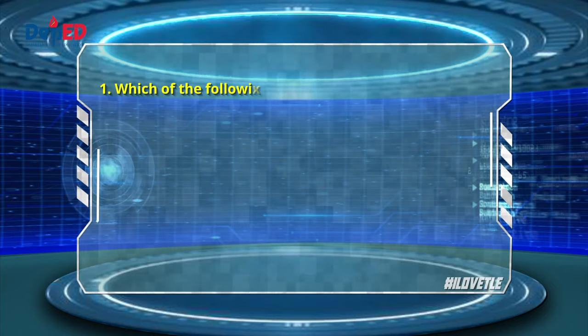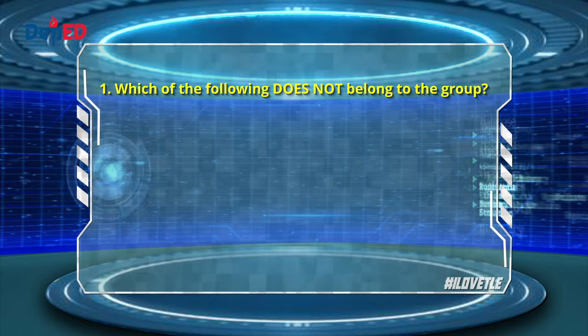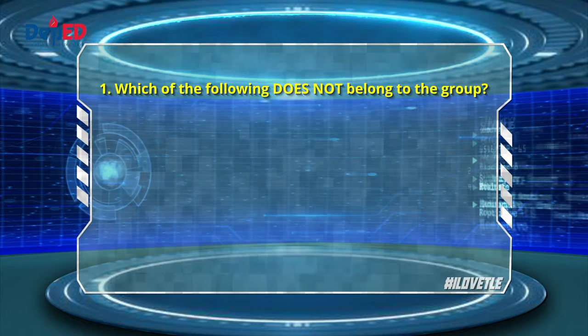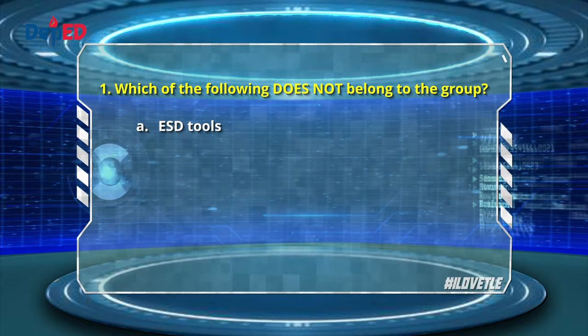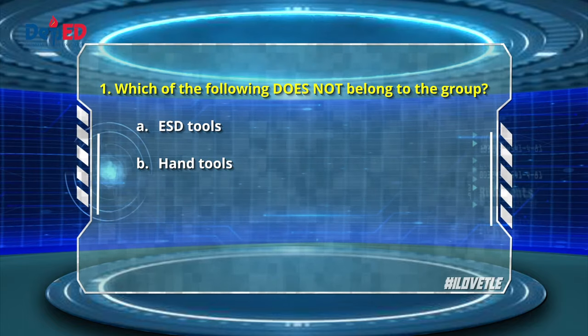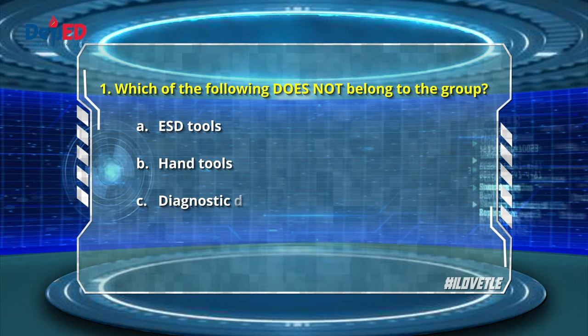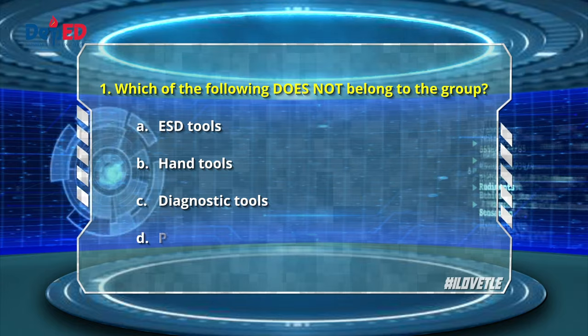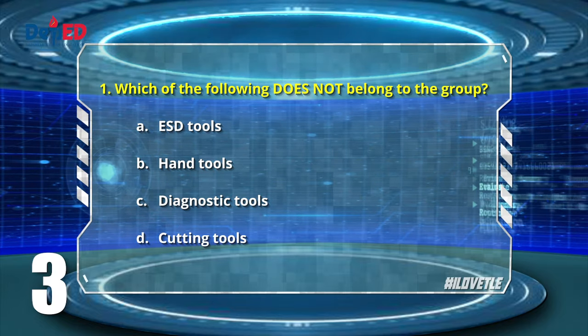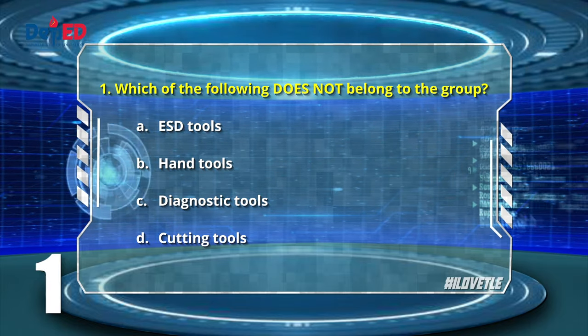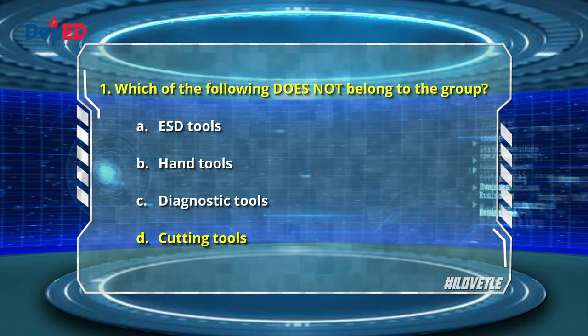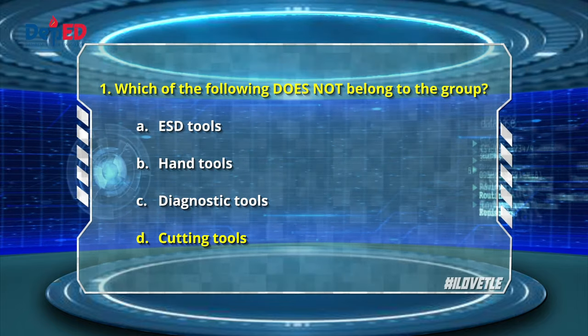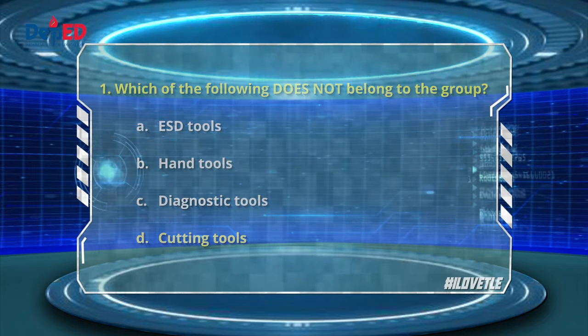Question number 1. Which of the following does not belong to the group? A. ESD tools. B. Hand tools. C. Diagnostic tools. Or D. Cutting tools. The answer is letter D. The cutting tools belongs to the hand tools.